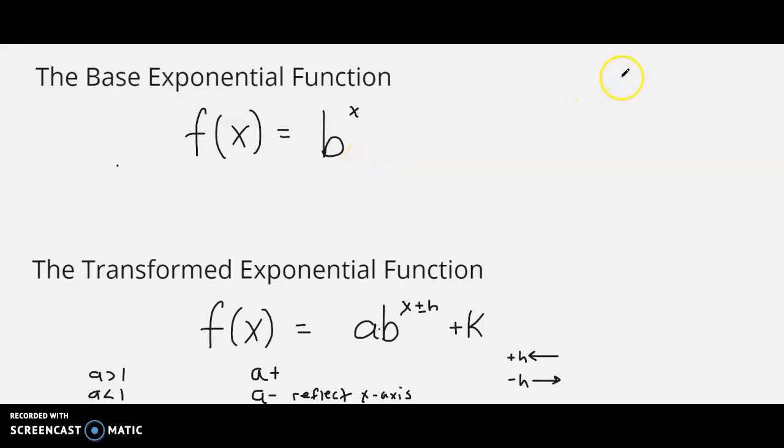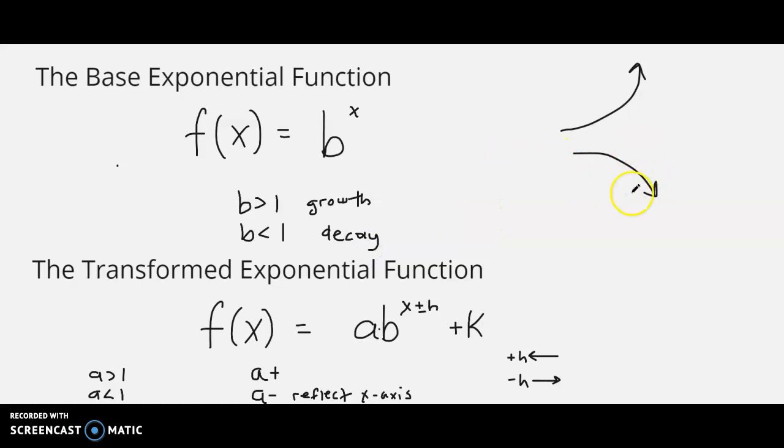And generally, when you graph these things, they will look like this, or they may look like this. But we'll look at a few examples. Something we should know about b, the base. If that b, that base number, is greater than 1, then that's exponential growth. It'll look like this function here for the most part. If b is less than 1, that's going to be exponential decay. The function decreases in value over the x-axis from left to right. It'll look like this function.